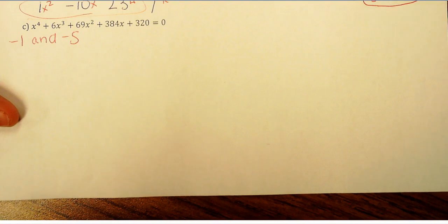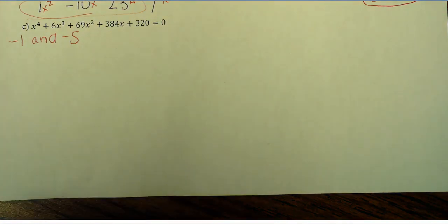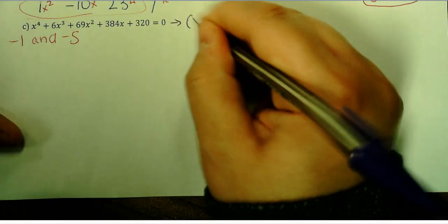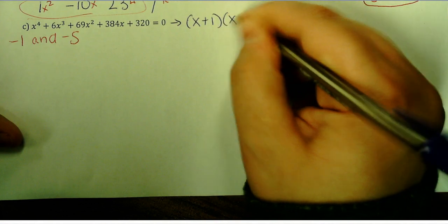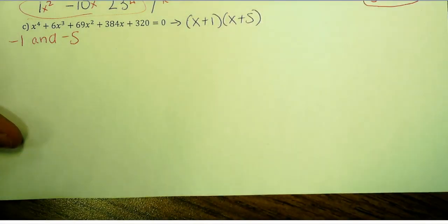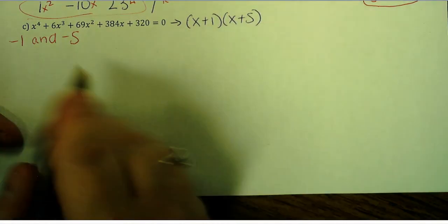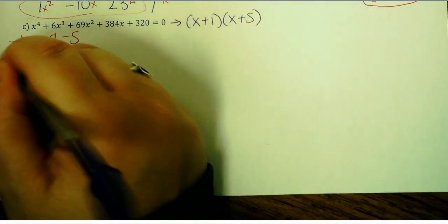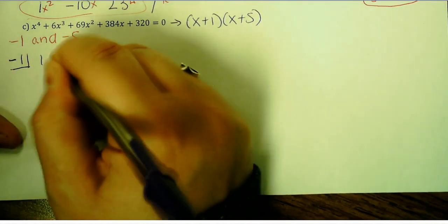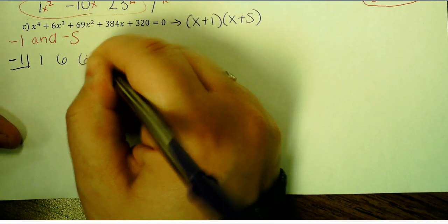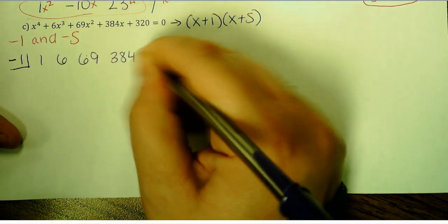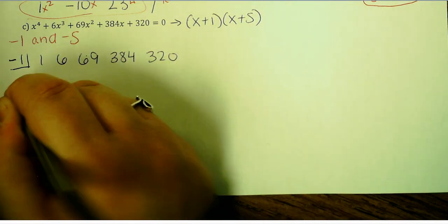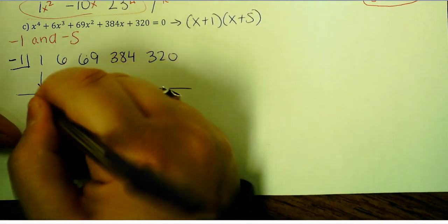Alright, so very similar to the last problem. Since I have 2 real zeros, I'm just going to do synthetic division twice. Let me come over here and start to write the factored form, x plus 1, x plus 5. So it doesn't matter which one you start with. I'm just going to start with the -1 because I wrote that first. Write down your coefficients. And I know some of these numbers look a little big, but we should not have a remainder when we get done here.